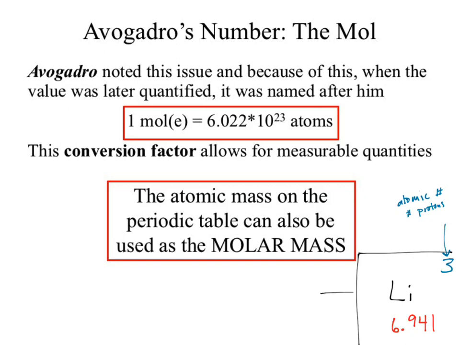Li would be the symbol for our lithium. And then our 6.941 is our atomic mass. If we look at it as units of AMUs, it is also our molar mass, which is not grams, grams per mole.